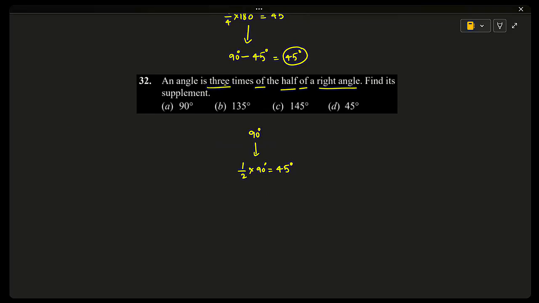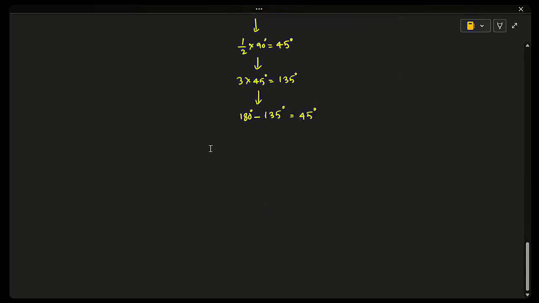And further we want to find 3 times. So 3 times 45, we know it is 135. For that angle, they're asking to find its supplement. To find the supplement, we subtract from 180. So 180 minus 135, you will get 45 degrees. That is option D. Next question.